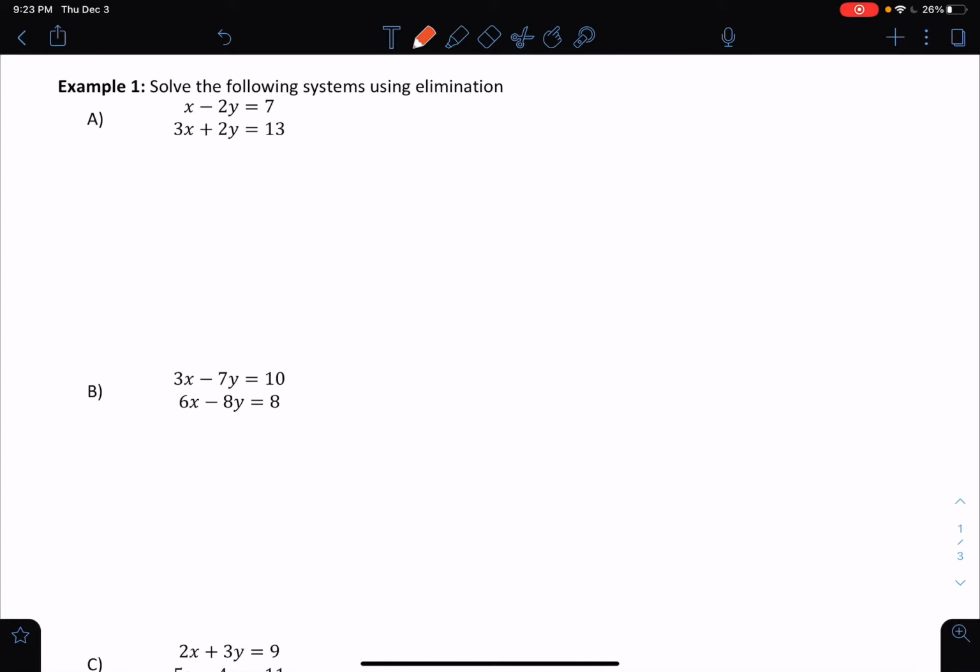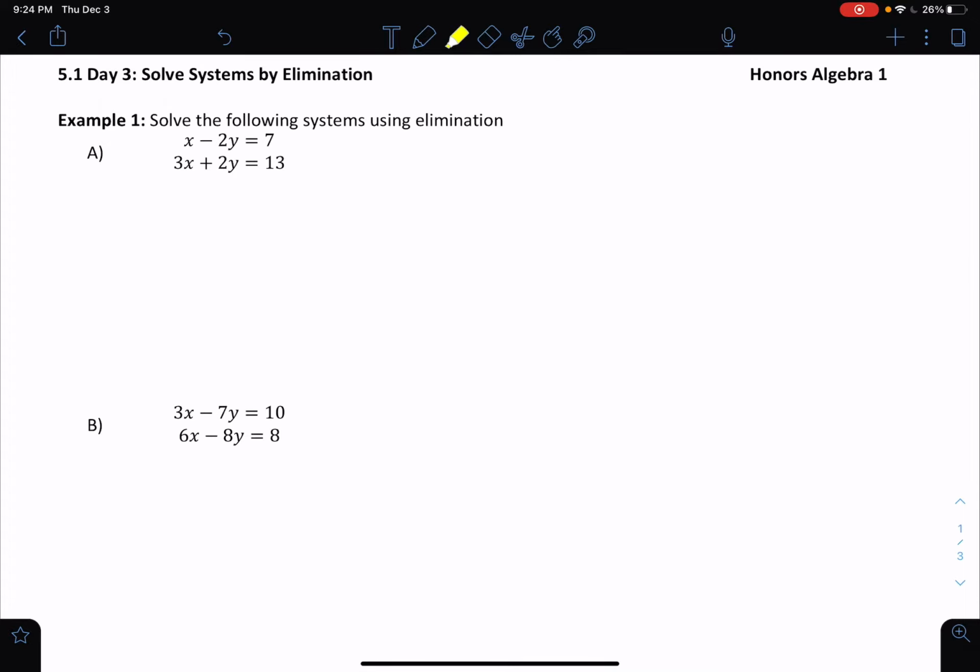Hello everyone. In this video we are going to go over the last way of solving systems of equations, and that's an algebraic method called elimination, where we're going to eliminate a variable in order to solve for one variable at a time. Alright, so you might be asking, how are we going to eliminate? So in example 1a, we've got this system, x minus 2y equals 7, and 3x plus 2y equals 13.